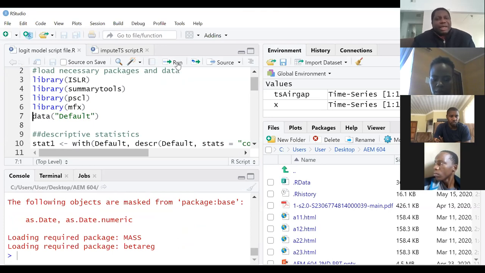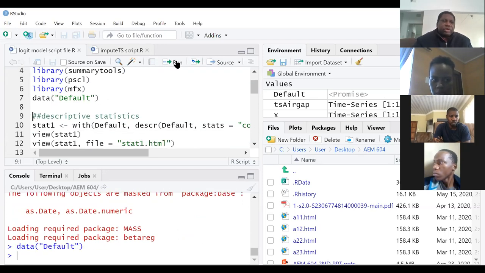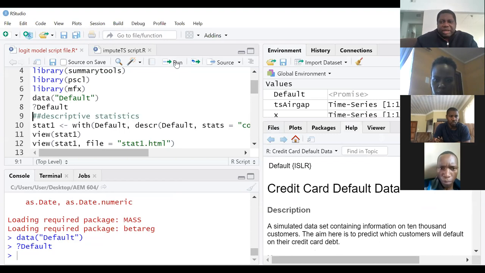Good. So the data that we want to use is Default. This data is inside ISLR. So if you don't have ISLR, you cannot get the data. It's the data that is inside ISLR. So let's run it. Good. Let us check the data. To really see how the data looks like, we type a question mark and the data set name, and run, to be able to look at what the data is.